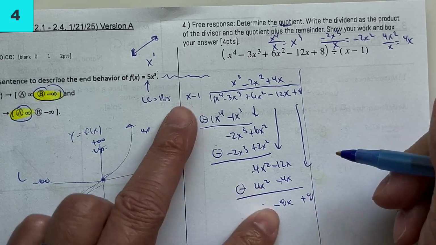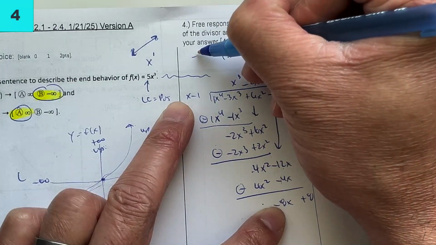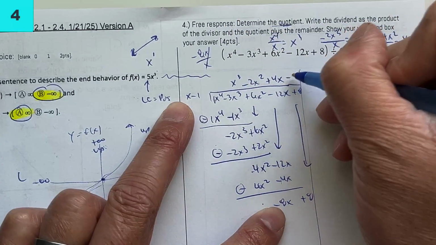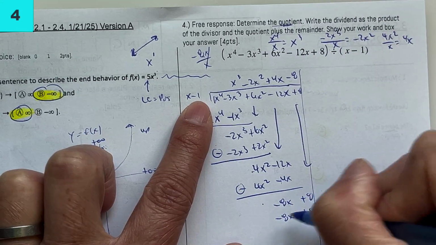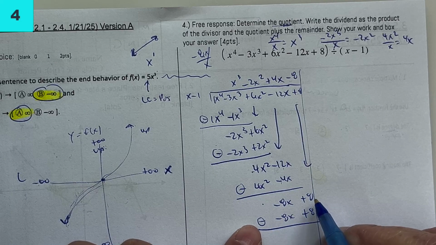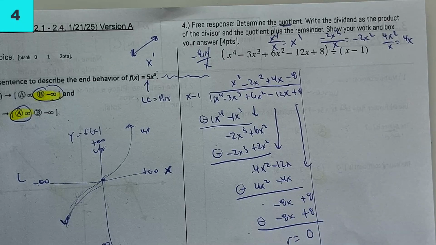Bring that one down, and then we'll just do the last one here. Negative 8x divided by x would just be negative 8. Let's multiply. We are subtracting. Negative 8 minus 8 is 0. Pay attention, 8 minus 8 is 0. So this one has a remainder of 0.